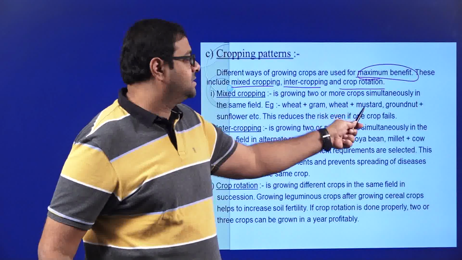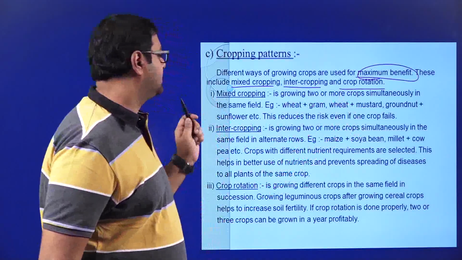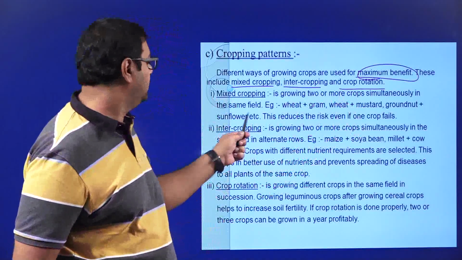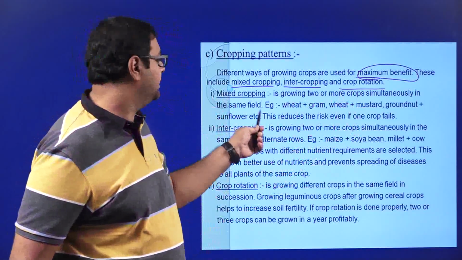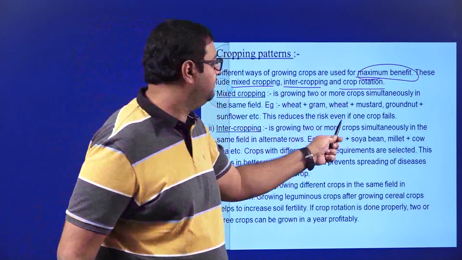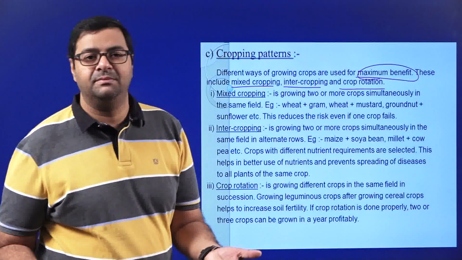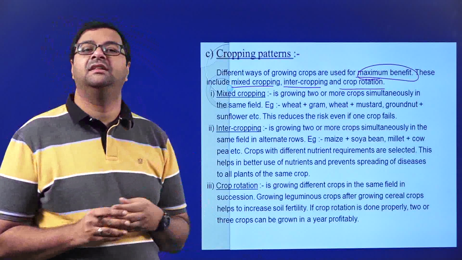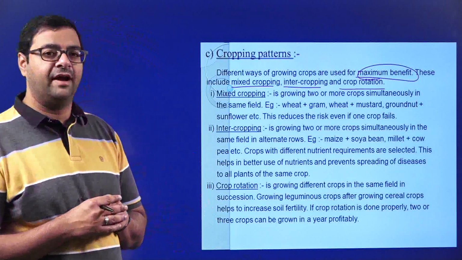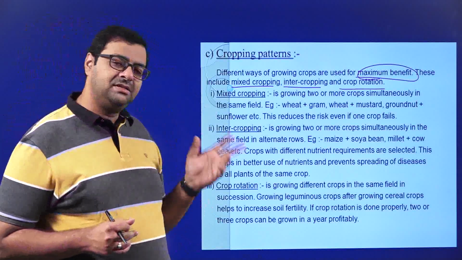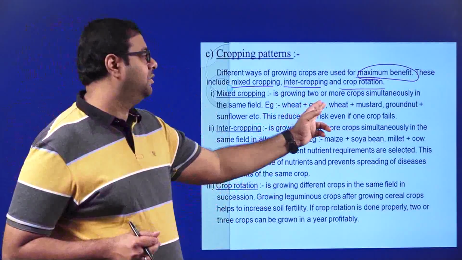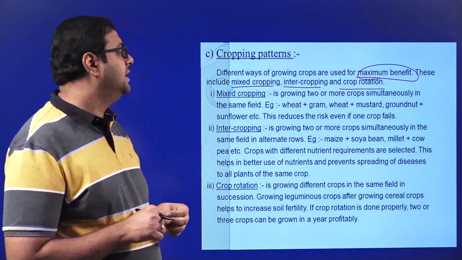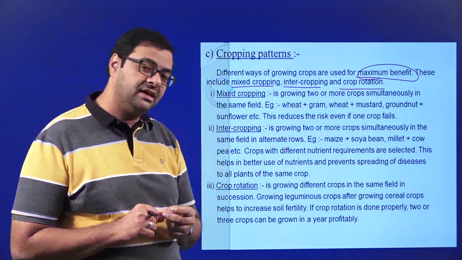Then wheat plus mustard, groundnut plus sunflower. Now, why is mixed cropping done? It is done to reduce the risk: even if one crop fails, the other crop is there. So that is also to benefit the farmer only. So wheat plus gram is taken, wheat plus mustard is taken, then groundnut plus sunflower is taken.